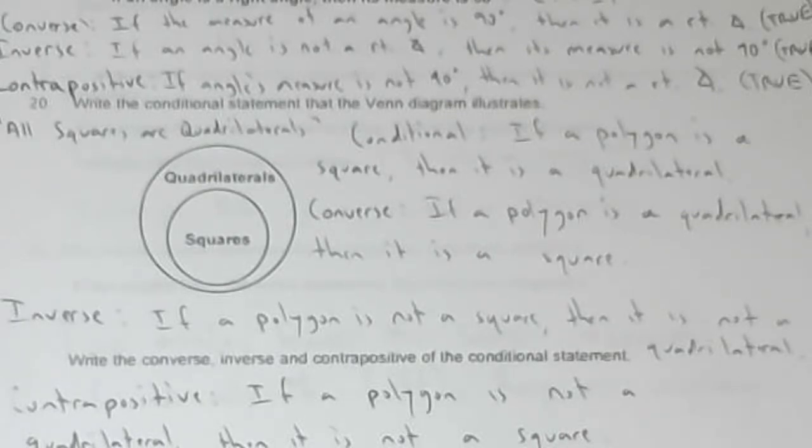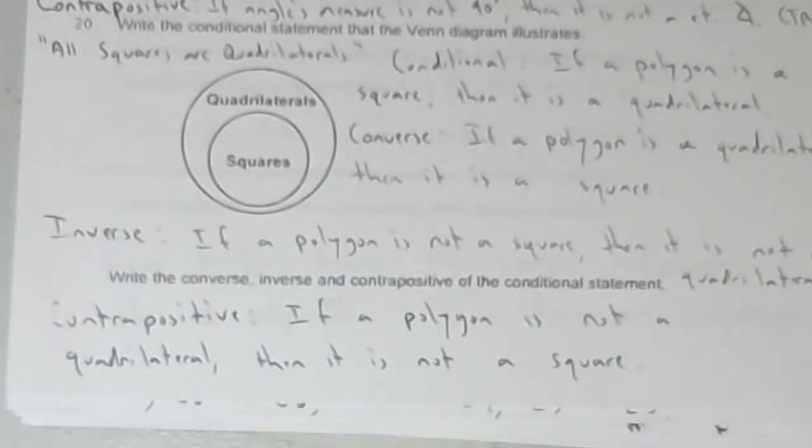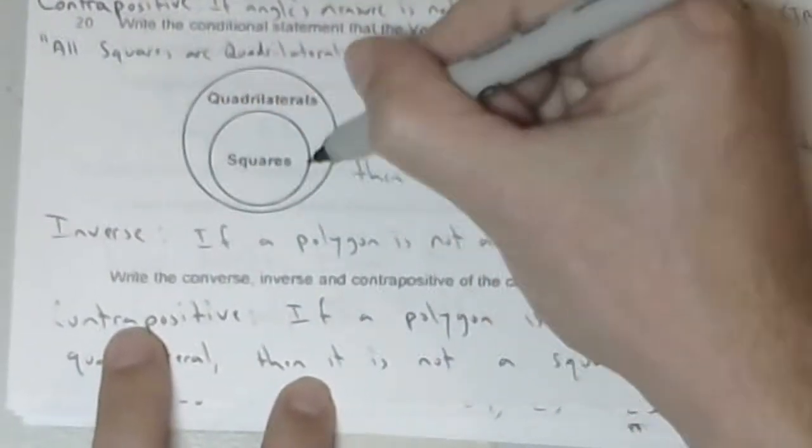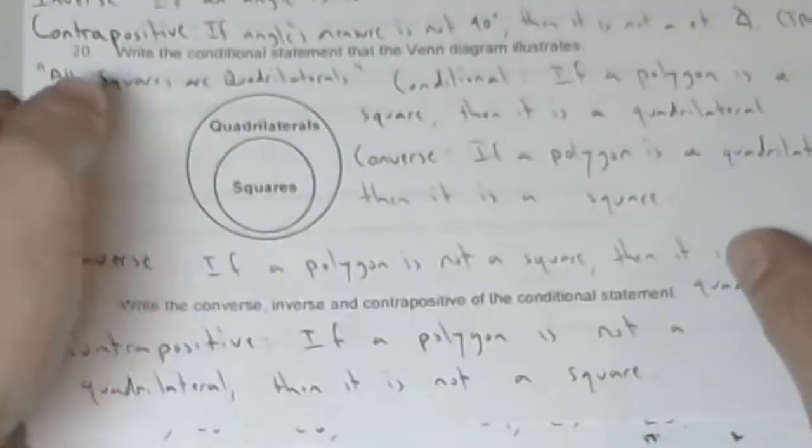The converse of that statement is if a polygon is a quadrilateral, then it is a square. Not necessarily true. The inverse of the conditional, if a polygon is not a square, then it is not a quadrilateral. Not necessarily true. Okay. Write the converse and the contrapositive. If a polygon is not a quadrilateral, then it is not a square. If it's not in the big circle, it's not in the small circle. That's true. Again, if the conditional is true, the contrapositive will necessarily be true. Let's see what's on the next page.